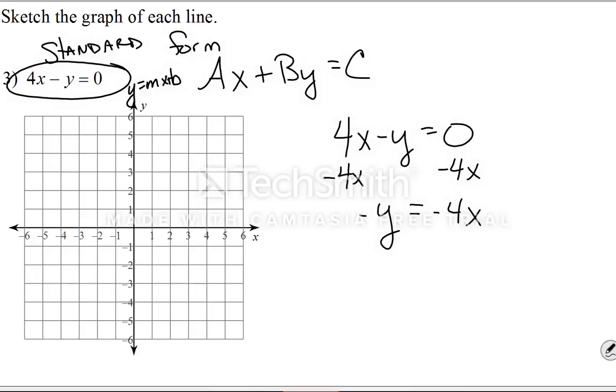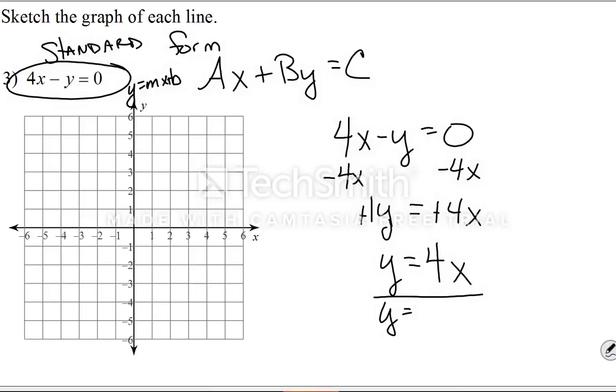So then I have a negative y, which is negative 1 in front. So I need to divide by negative 1, or multiply by negative 1. But remember, there's a shortcut for that. If you don't want to multiply or divide and do all that writing of fractions, all I have to do is flip this sign, flip that sign, and I get y equals 4x. So this is the equation that I'm going to graph.